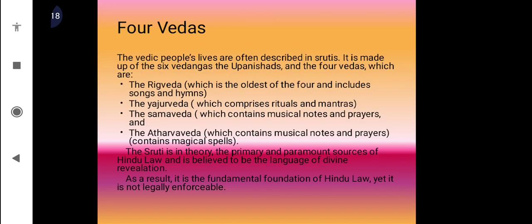The next one, the Sruti deals with the four Vedas. What are the four Vedas? The Vedic people's lives are often described in Srutis. It is made up of the 6 Vedangas and Upanishads and the 4 Vedas. The Rig Veda is the oldest of the 4 and includes songs and hymns. The next one, Yajur Veda, comprises rituals and mantras. Then the third one, the Sama Veda, contains musical notes and prayers. And the fourth one, Atharva Veda, contains magical spells.